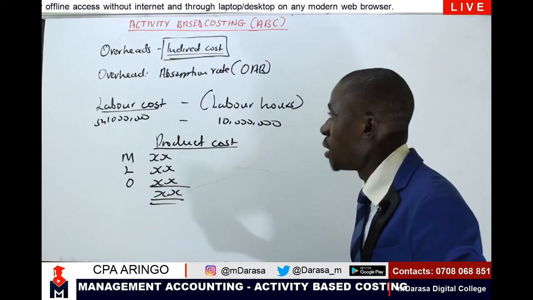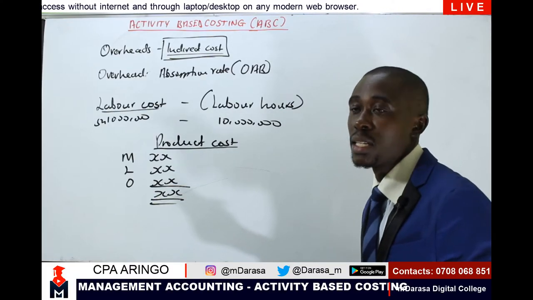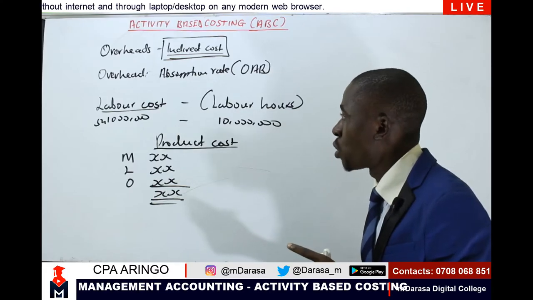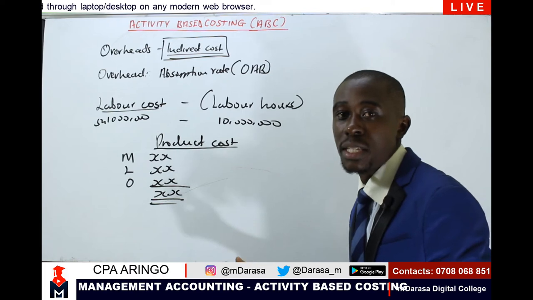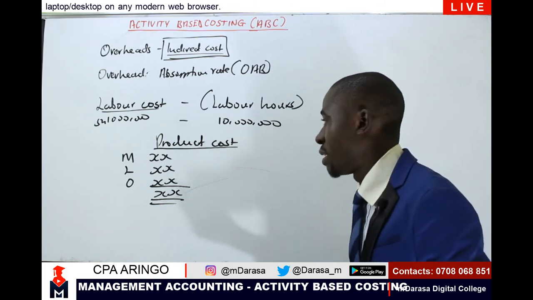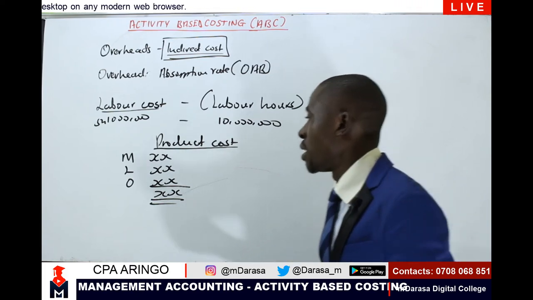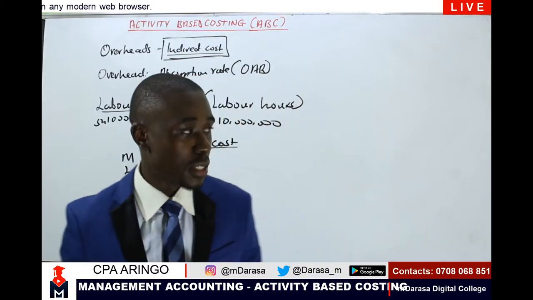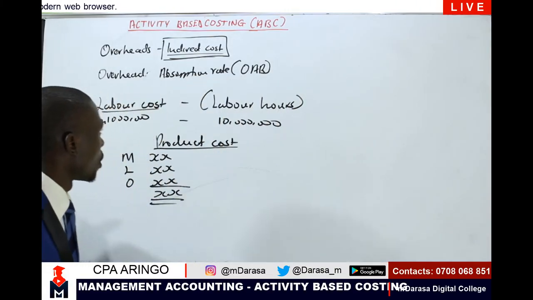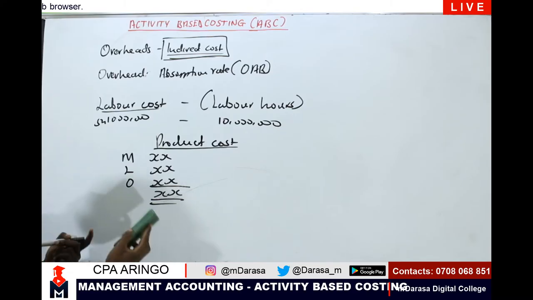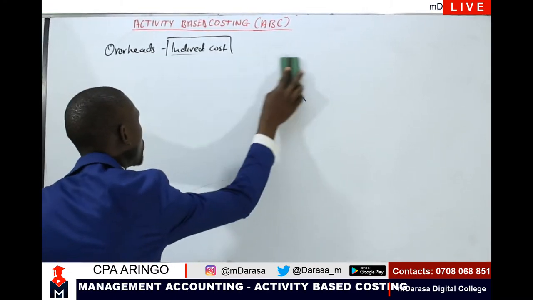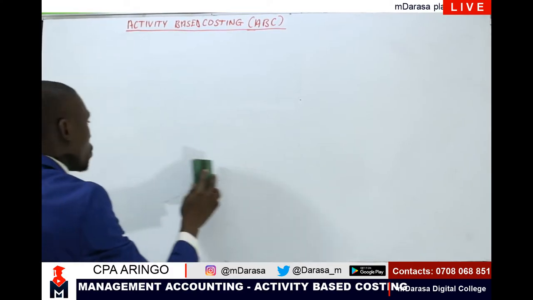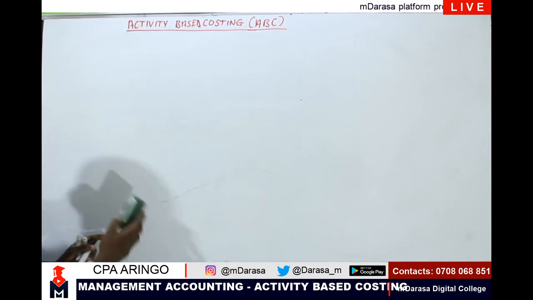Known as ABC. So the key difference is that for traditional, we are using this basis of allocation, whereas for ABC, I'll be using activities. So that is the main difference. So going deeper into that, I want us to introduce now that concept. Now introducing activity-based costing.